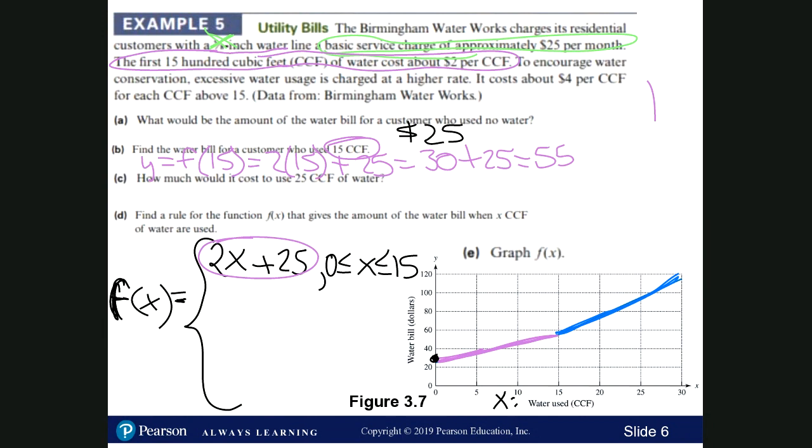How much would it cost to use 25 CCFs of water? Now let's go back to the problem. Now the next sentence after that stuff that I circle in purple, it says to encourage water conservation, excessive water usage is charged at a higher rate. It cost about $4 per CCF for each CCF above 15. So $4. So let's think about this. If I use 30 CCFs, are all 30 going to be charged at $4? No, right? So let's do that example.